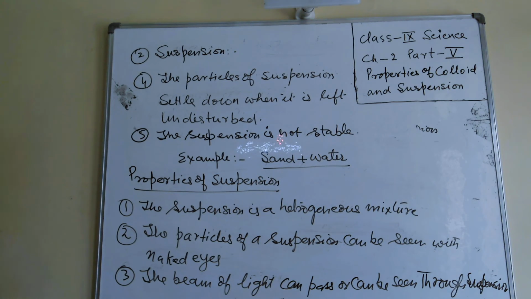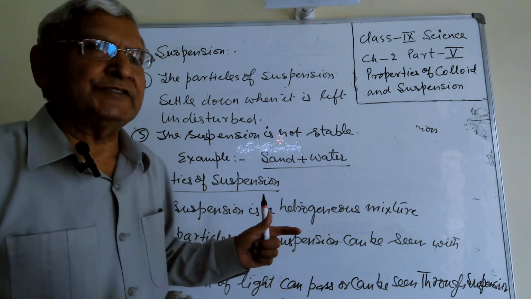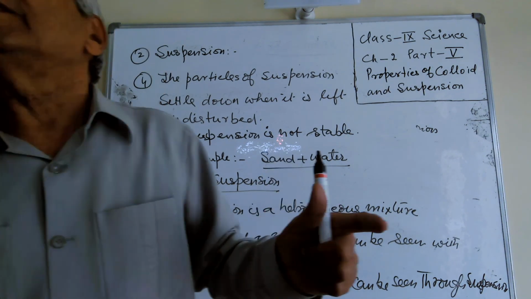And you have seen the definition of colloid and 5 properties of colloid, and the definition of suspension and 5 properties of suspension. Every property and each definition I have explained with examples. I think, my dear student, the concept of suspension and colloid is clear to you.